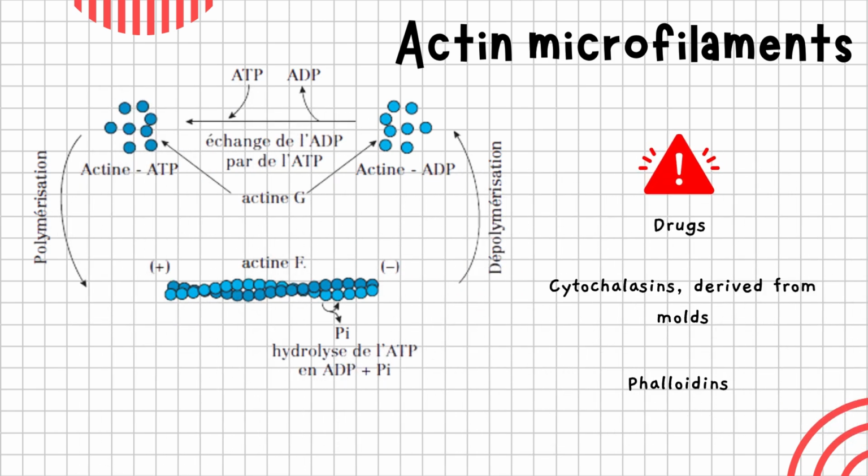This mechanism can be disrupted by exogenous substances such as certain drugs that affect the polymerization and depolymerization of actin microfilaments. Cytochalasins, derived from molds, inhibit AMF polymerization by binding to their positive end. Phalloidins, toxins produced by fungi of the genus Amanita, block AMF depolymerization by binding along their sides.